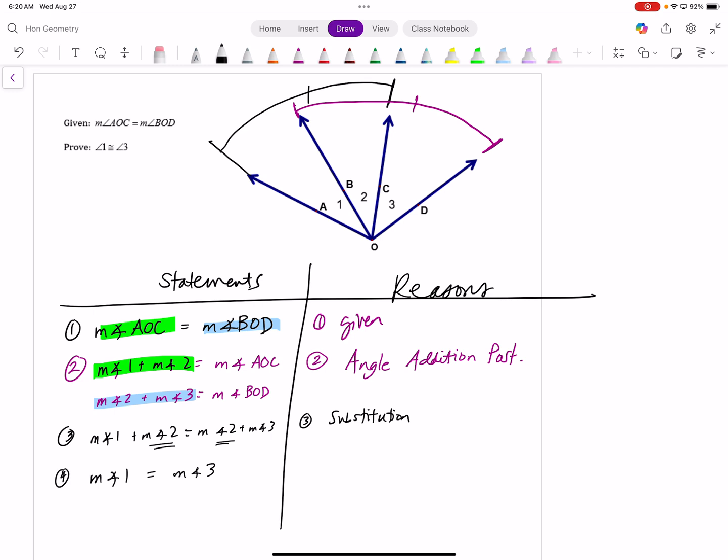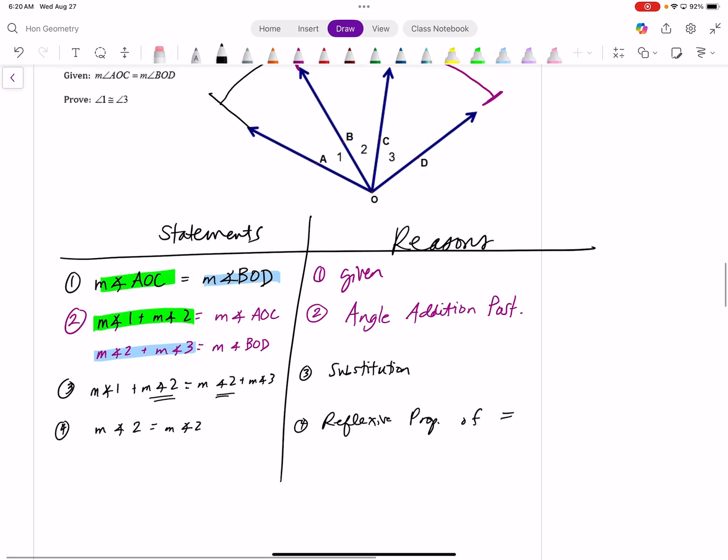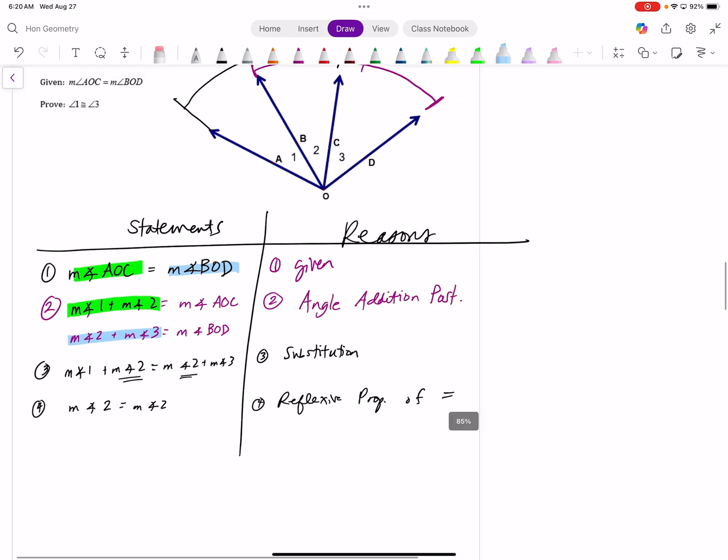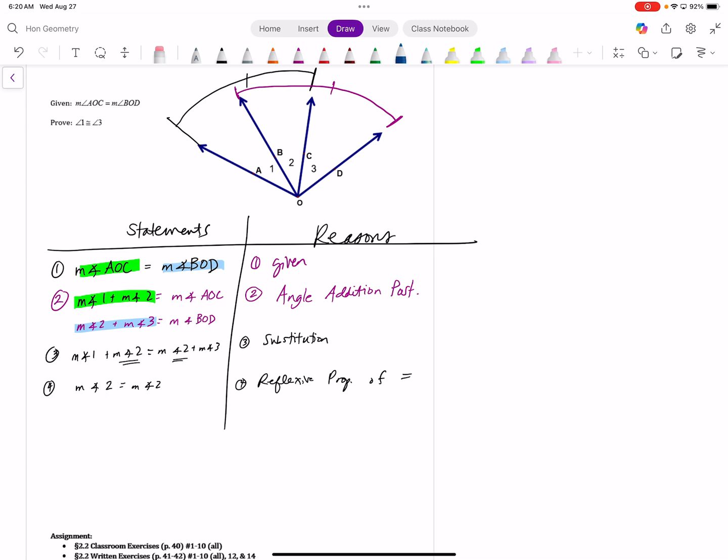Okay. Now, I erased that on purpose, because here is what technically you're supposed to do. You're supposed to say this and say that's the reflexive property of equality. I leave that step out. Okay, here's why. Because these are numbers. I'm not talking about if it's a congruency thing, I put it in. But if it's just a number, I don't.